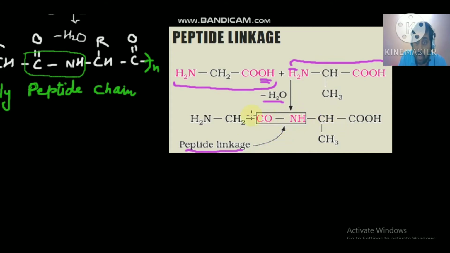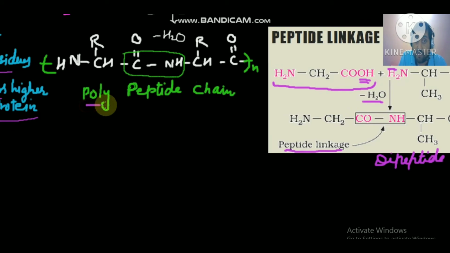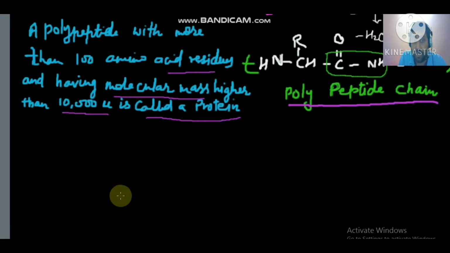Now two amino acids are joined together, that's why it is called a dipeptide. The combination of these two amino acids is a dipeptide. If three such units are joined together by peptide linkage, then we will say tripeptide, tetrapeptide, pentapeptide, and when many such units are formed, then the name polypeptide chain is there. And this polypeptide chain, when the mass is greater than 10,000 units, and in such combination 100 and more amino acid residues are combined, then the protein is formed.